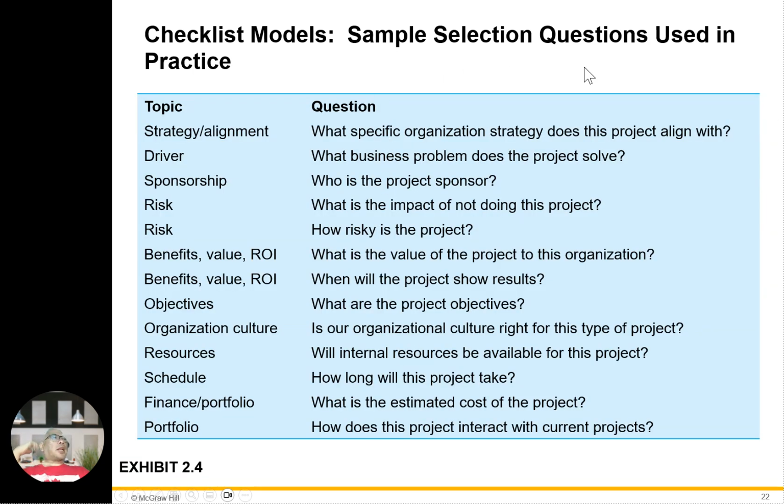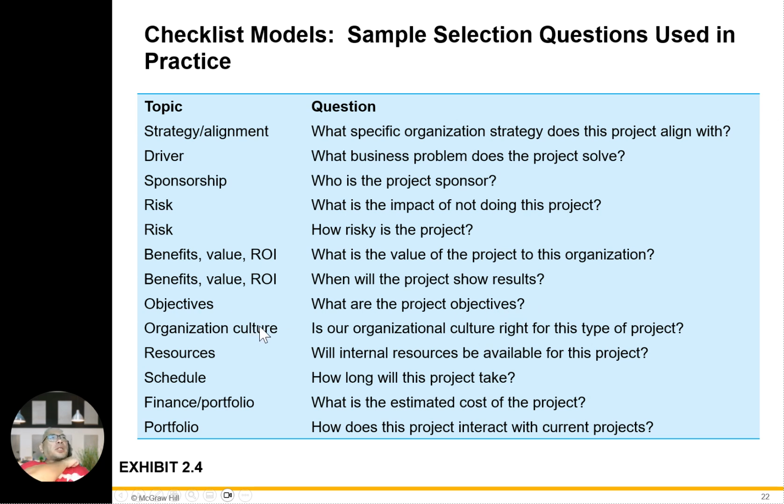Checklists, these are the typical checklists we use in practice. What is the strategy? What specific organization strategy does this project align with? The driver: what is the problem that this project solves? Sponsorship: who is the project sponsor? For example, when I did an IFRS 17 project at Travis Canada, the project sponsor was the CFO because it's related to financial reporting. The risk: what is the impact of not doing this project? The benefit, ROI: what is the value of the project, and when will the project show results?